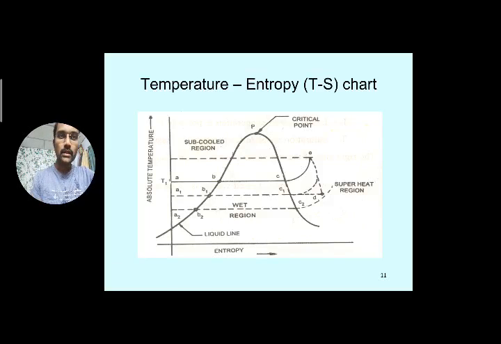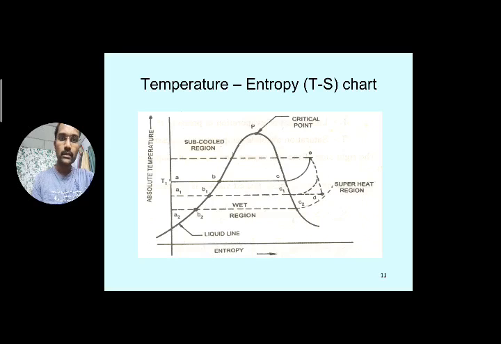Right. So this is the temperature entropy chart. Till now we have seen the pH chart, pressure enthalpy. Next we will see the TS chart, temperature entropy chart. So observe here again on the x ordinate, you have taken the entropy, and on the y ordinate, absolute temperature is taken here. So the curve you can see the same thing again.